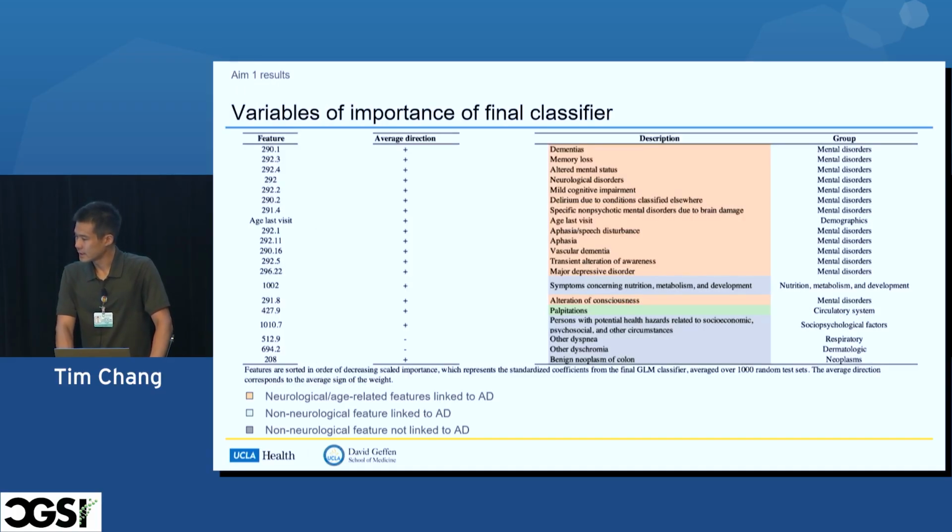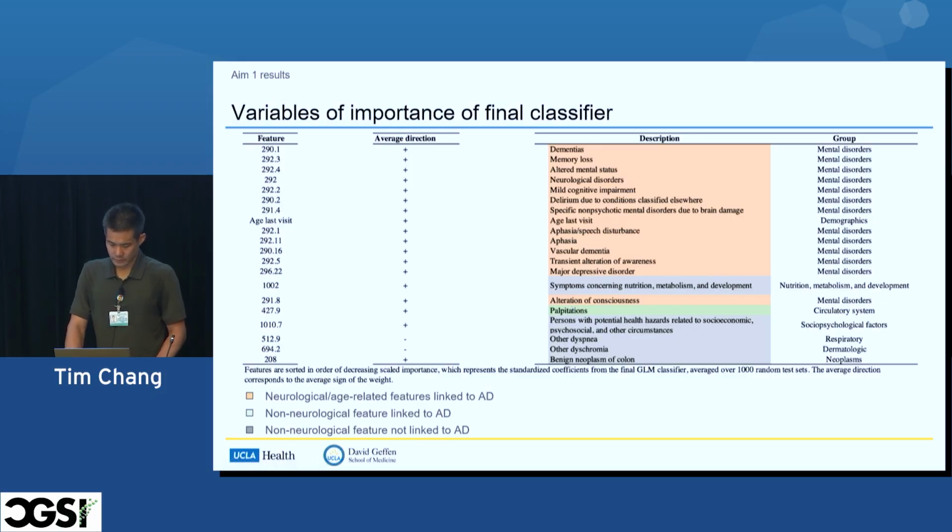Okay. So this is what the features look like. This shows you the direction, but as you can see, some, like age, are important; aphasia, vascular dementia are important, as is mild cognitive impairment. Some interesting things are negative risk factors. For example, shortness of breath or dyschromia are negative risk factors.